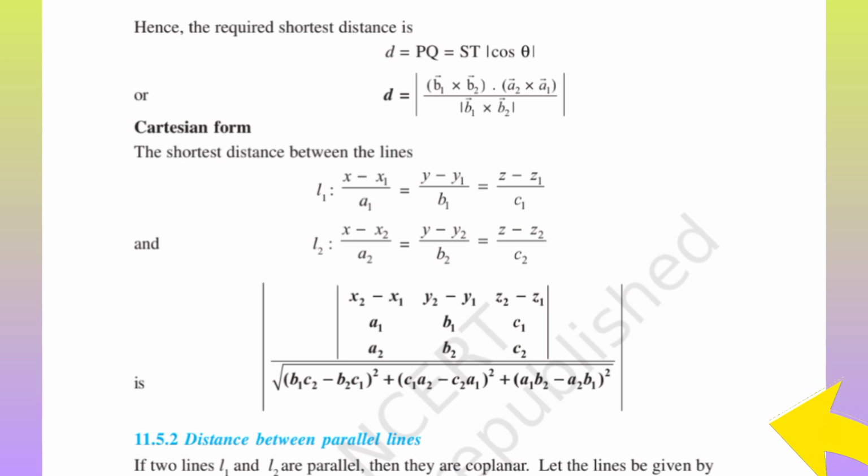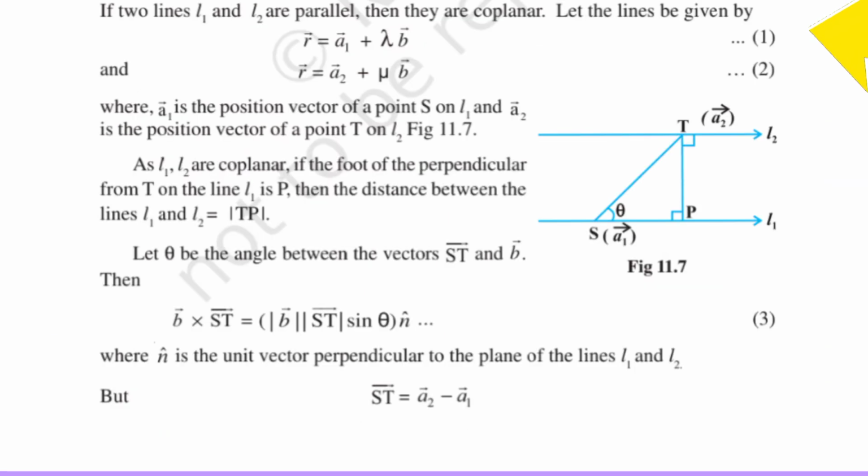11.5.2 Distance between parallel lines. If two lines L1 and L2 are parallel, then they are coplanar. Let the lines be given by r = a1 + λb and r = a2 + νb, where a1 is the position vector of a point S on L1 and a2 is the position vector of a point T on L2.